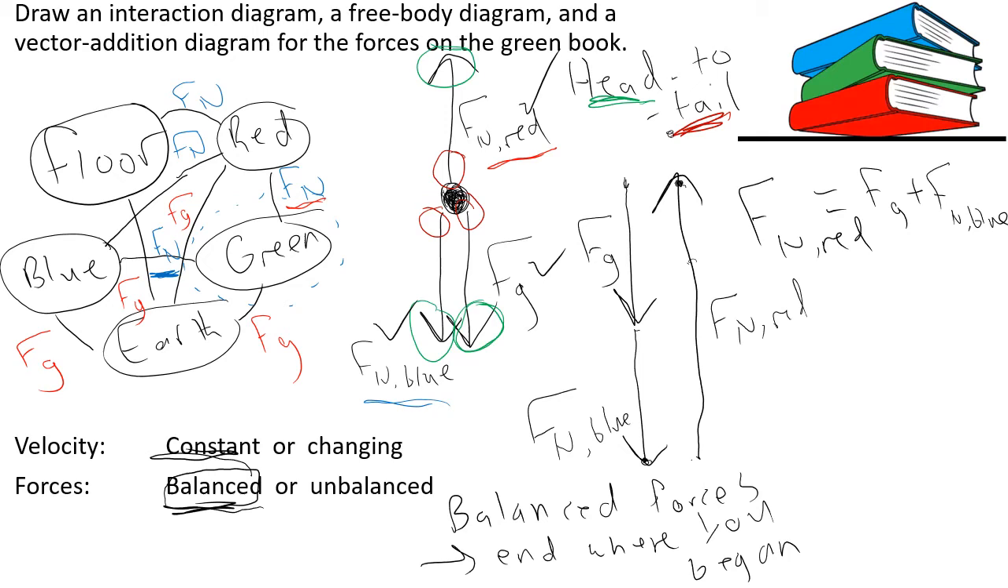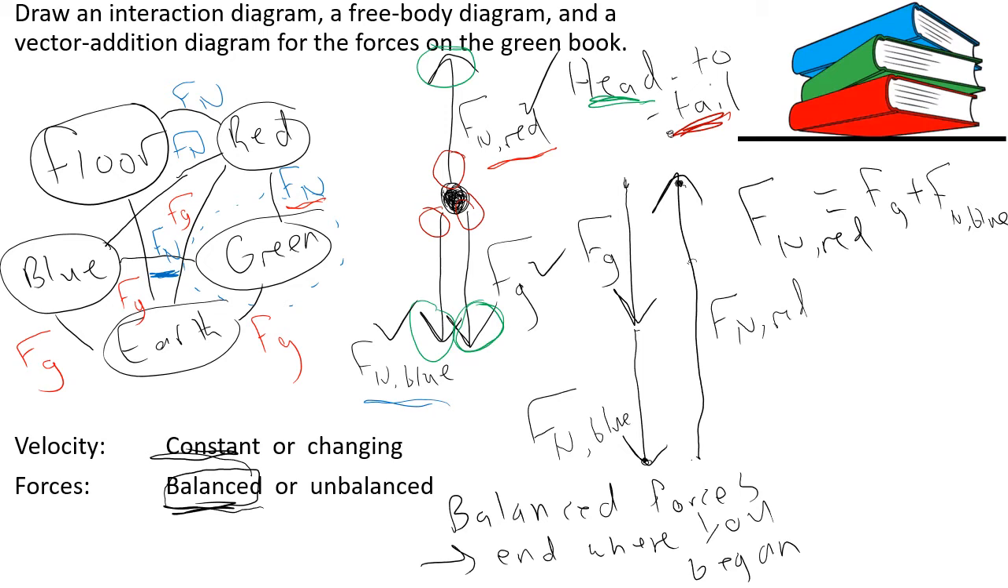Now their signs would be opposite. I'd have some negatives thrown around, but if I look at it just from a magnitude perspective, the number of newtons, adding these up here will give me the red vector.